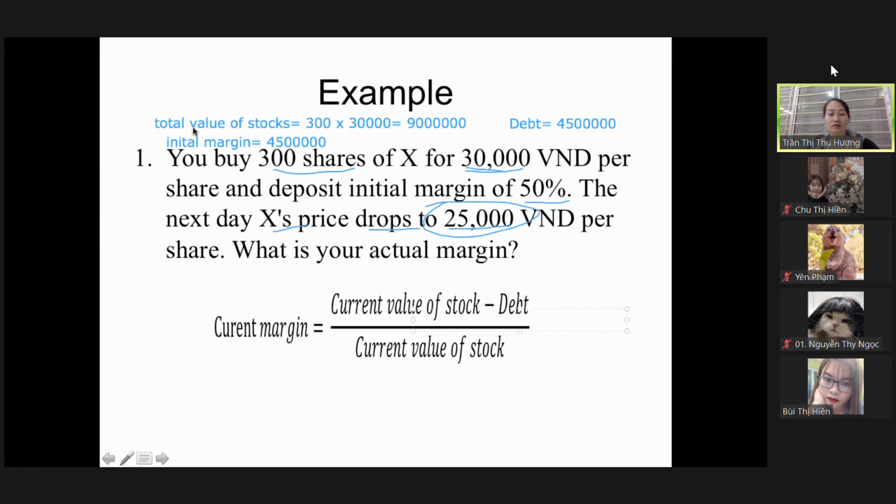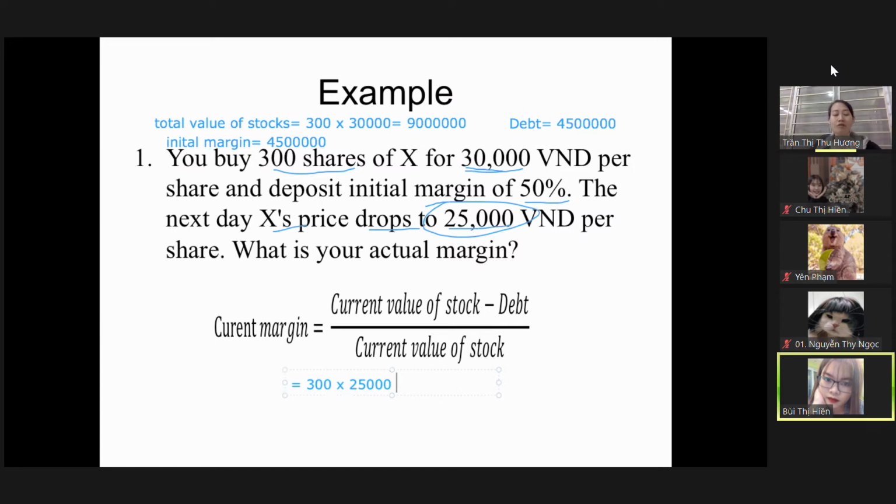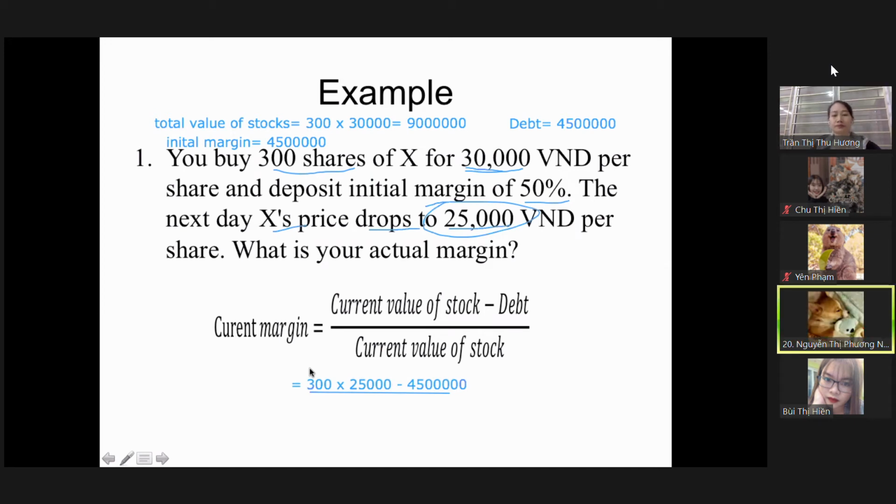Now, calculated, it is equal to 300 multiply 25,000 minus debt 4,500,000, and divided by 300 multiply 25,000. Okay, that's good. So what is the result here? 40%.